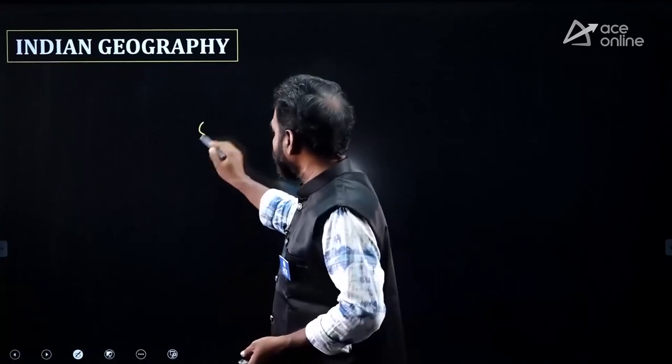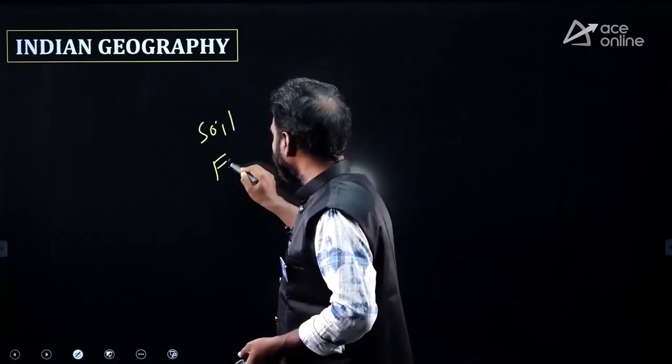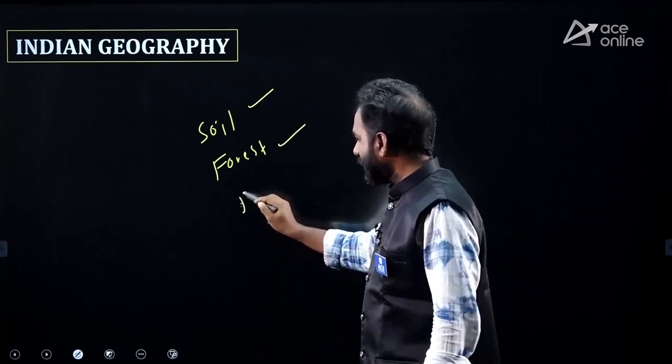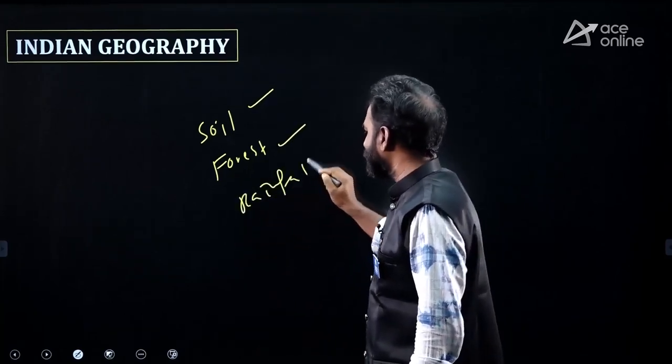And Indian geography. In Indian geography, they are mostly asking questions on mountains, rivers, and dams. Sometimes they are asking questions about the types of soil, types of forest, which soil is highest, which forest is highest, and what about the rainfall. Some basic things only.